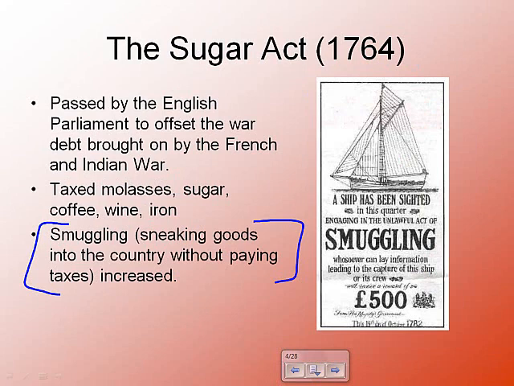We have the Sugar Act of 1764. It was passed by the English Parliament to offset the war debt brought on by the French and Indian War. Remember that the war cost a lot of money. So the English Parliament taxed its subjects, or the colonists in America. They taxed molasses, sugar, coffee, wine, and iron. And this led to smuggling, which meant that the colonists were sneaking goods into the country without paying taxes. And this was obviously an illegal act. So for the Sugar Act, you want to add notes from each one of these bullet points.